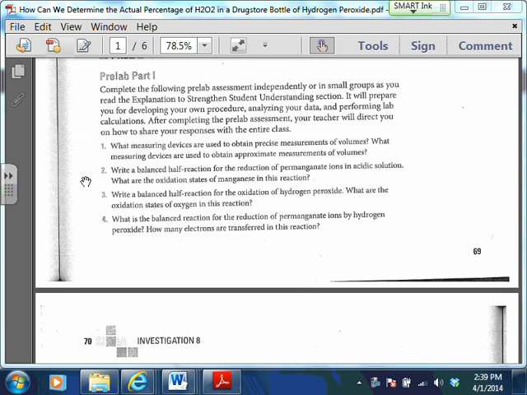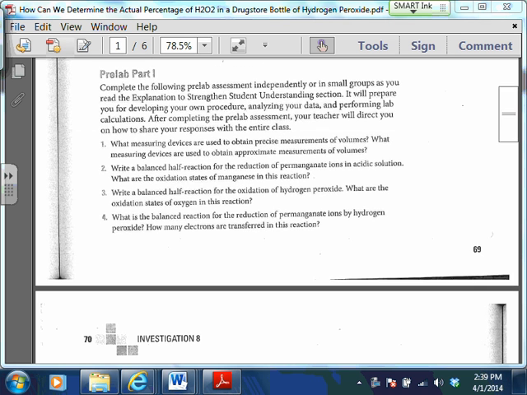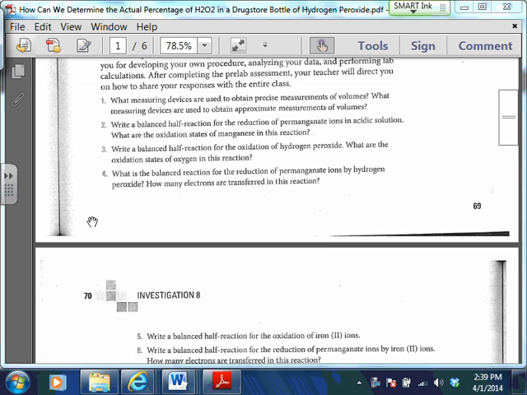Number one, I think you can handle. What measuring devices obtain precise measurements of volume, which ones obtain approximate. I think you can take care of that one. It starts to get a little bit harder here on number two, right? A balanced half reaction for the reduction of permanganate ions in acidic solution. What are the oxidation states of manganese in this reaction?